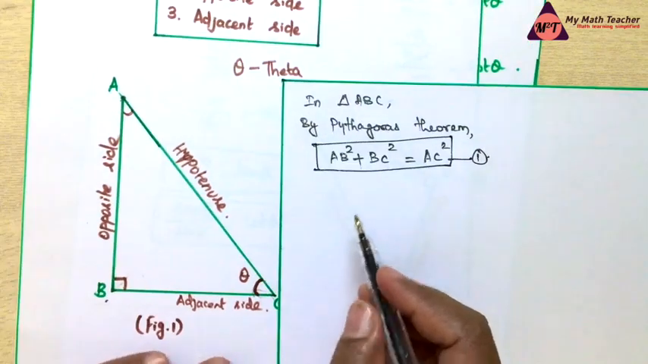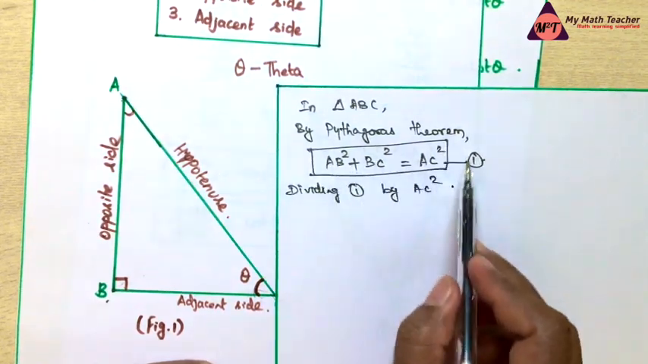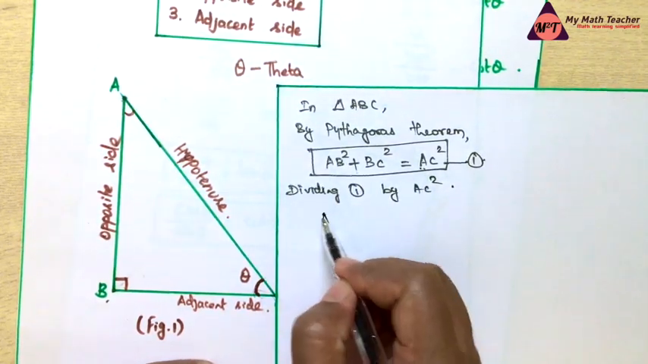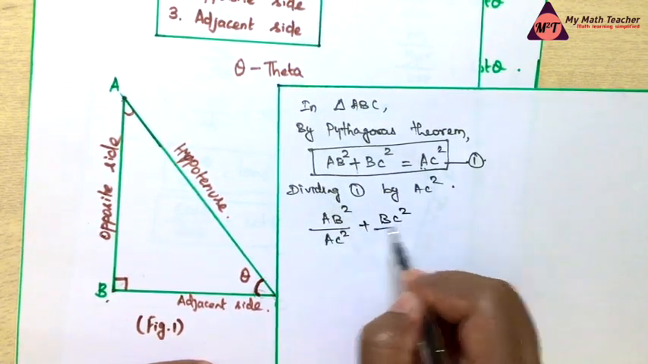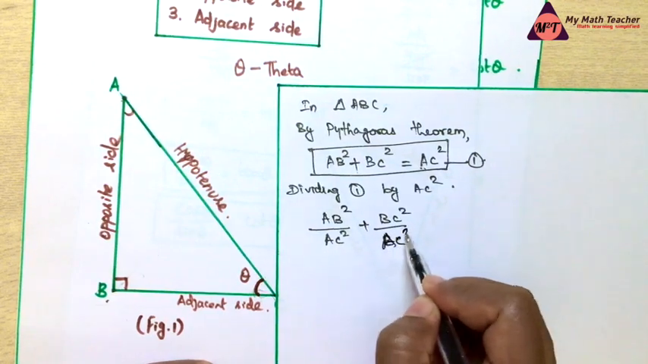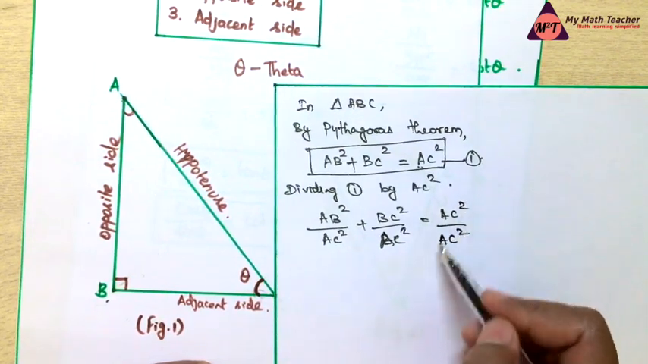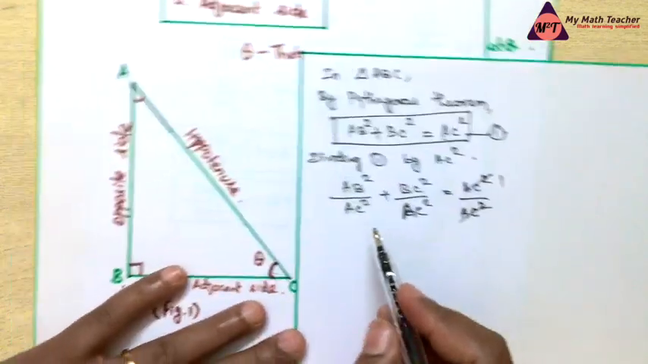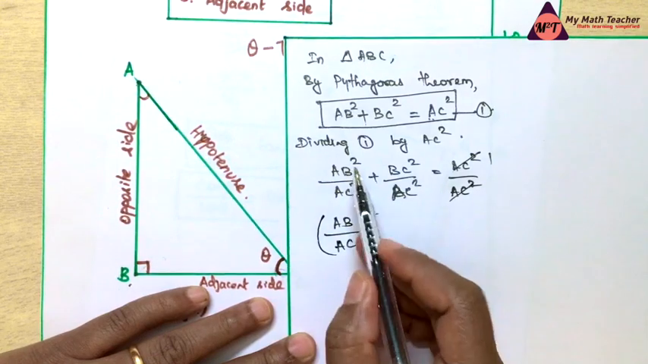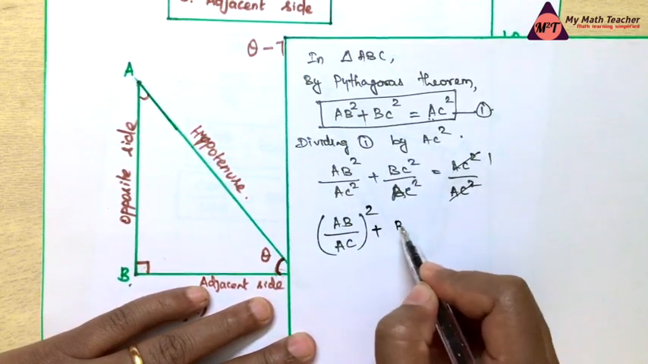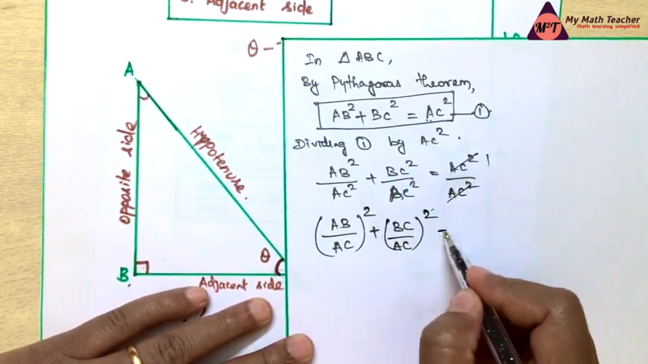The first step, dividing. I am going to divide this entire equation by AC square. You have to do it on both the left hand side and right hand side. AC square divided by AC square will become 1. Now we can write AB by AC the whole square, plus BC by AC the whole square, that is equal to 1.